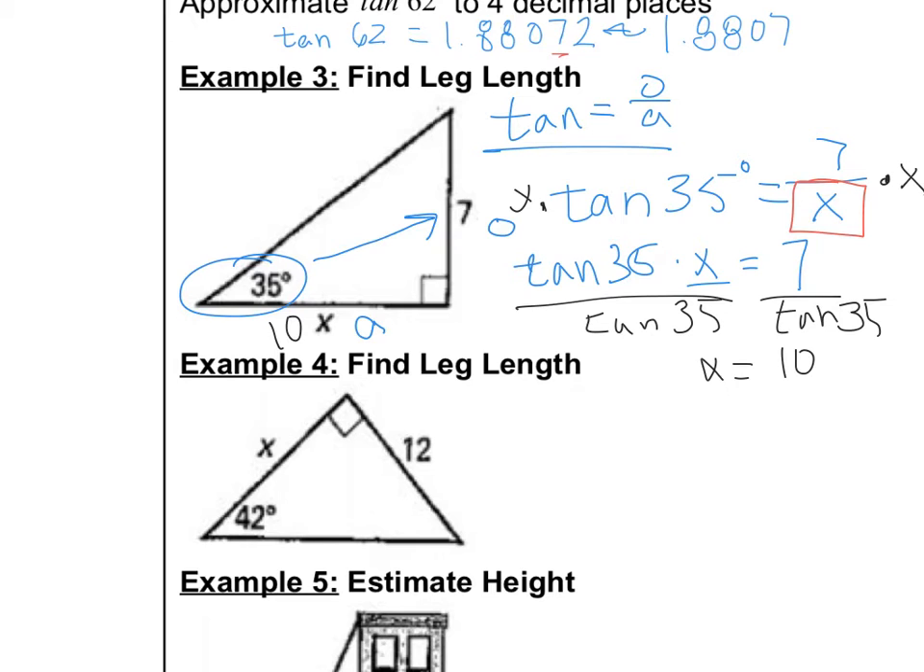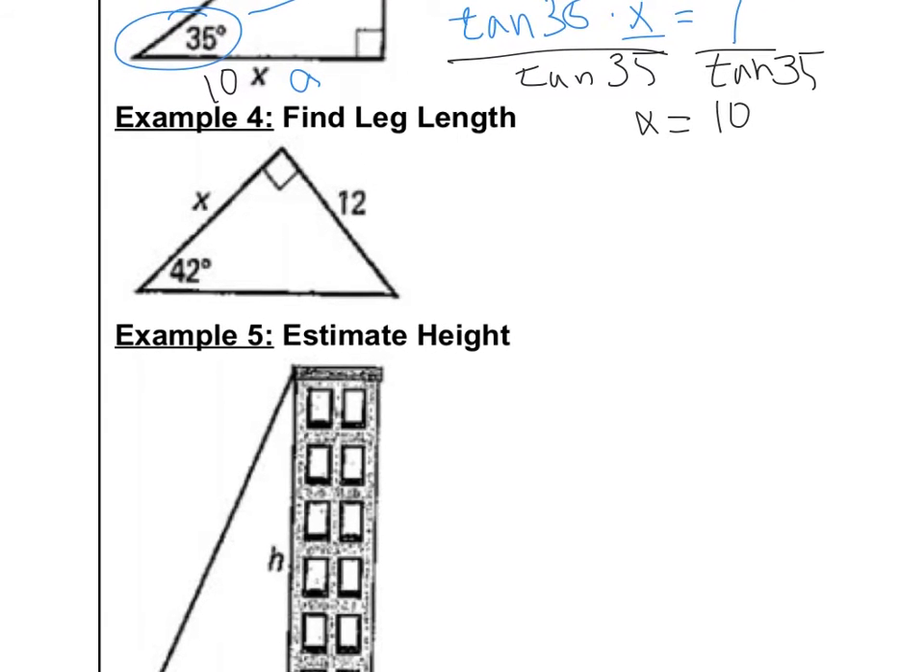So again, we just plugged into this, opposite over adjacent. We labeled our triangle, the O and the A, first. That's really, really important to do. And then we just did some algebra. Moving on.